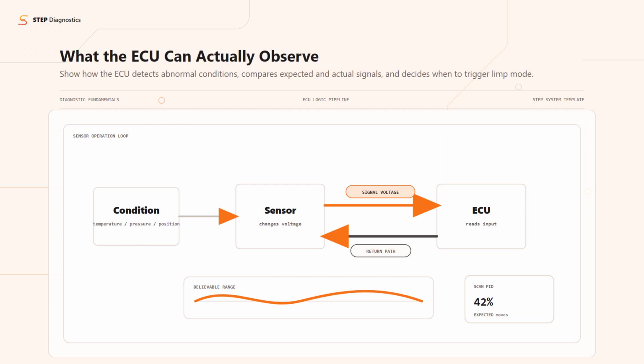The ECU can't see every detail of sensor or circuit behavior. Instead, it relies on comparing input signals, power, and ground status against expected values. When it detects a difference it can't explain, it sets a DTC and may trigger limp mode. Understanding what the ECU can and cannot see helps you target your diagnosis to the right system or circuit.